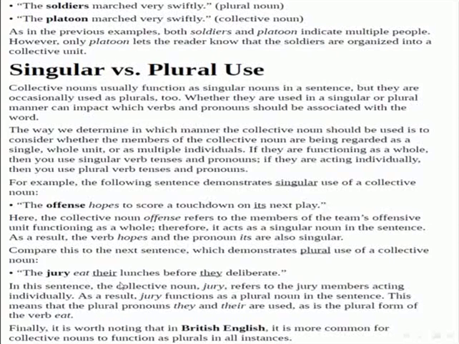In this sentence, the collective noun jury refers to jury members acting individually. As a result, jury functions as a plural noun in the sentence. This means that the plural pronouns they and their are used, as is the plural form of the verb eat. Finally, it's worth noting that in British English, it is more common for collective nouns to function as plurals in all instances.